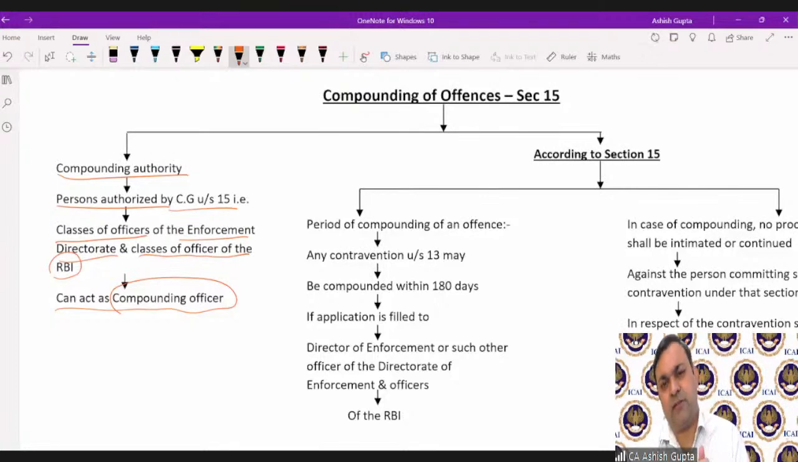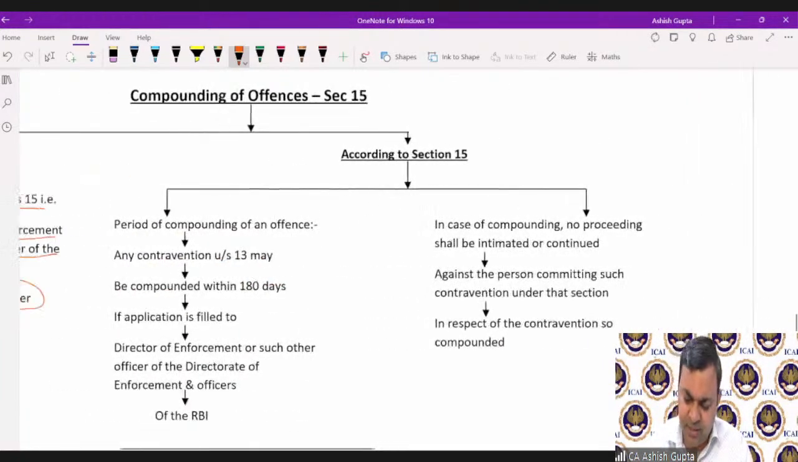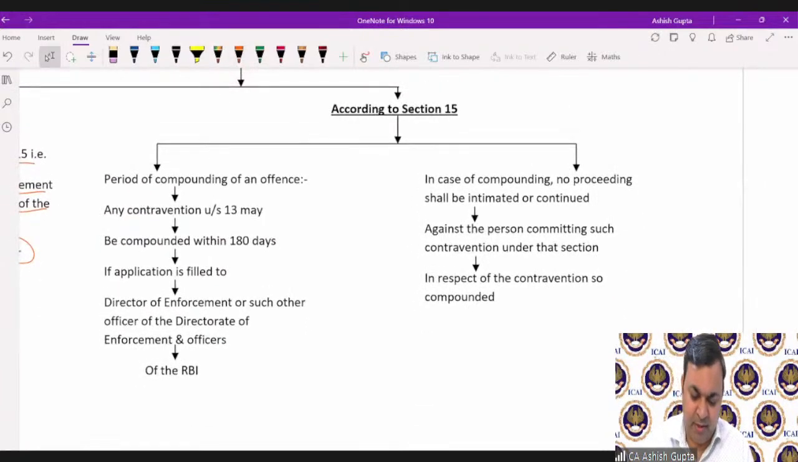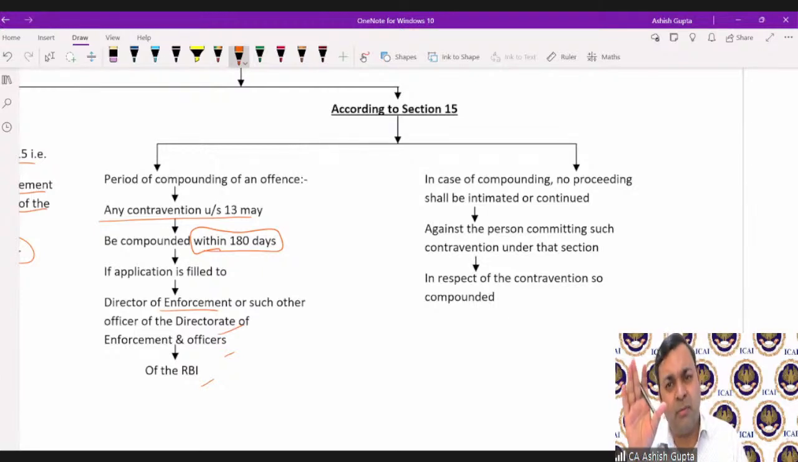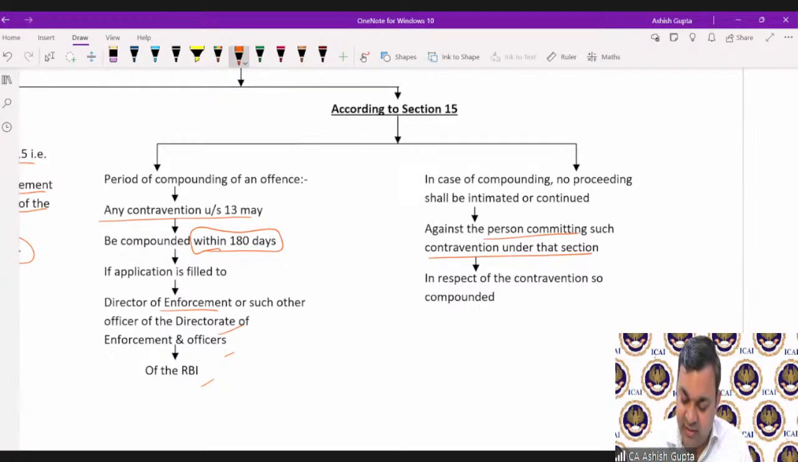So the classes of officers of ED, which stands for Enforcement Directorate, or the classes of officers of the RBI, will act as a compounding officer. According to Section 15, period of compounding of an offense, any contravention under Section 13 may be compounded within 180 days if the application is filed to ED or such other officer as may be appointed by the RBI. In case of compounding, no proceeding shall be initiated or continued against the person committing the contravention under this section in respect of the contravention so compounded, right?